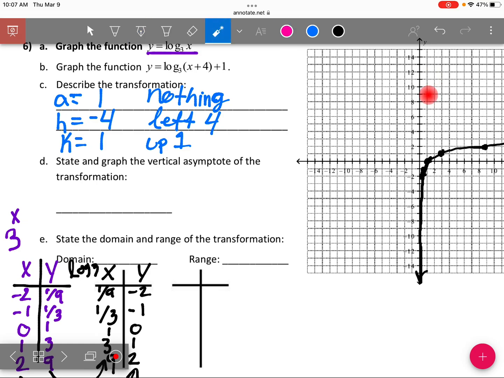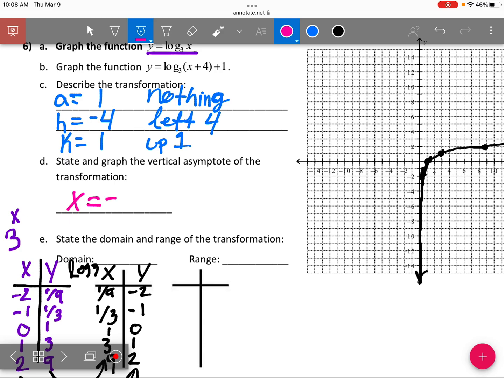On the parent function, it's at 0. Because remember, it can't cross this wall. If I move it up 1, does that change where my asymptote is? No. Where does it need to go? Left. Yeah, it goes with my H. So our asymptote, our little wall that can't cross, is going to be where x equals whatever our H is.